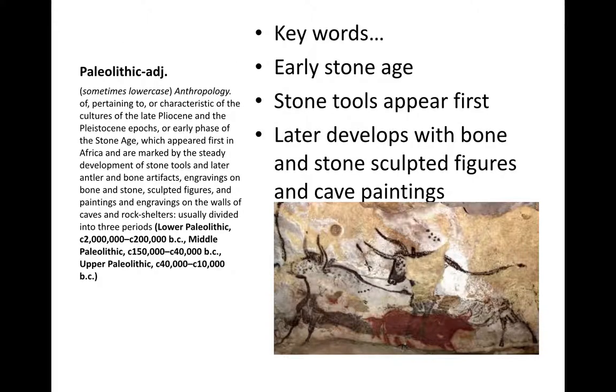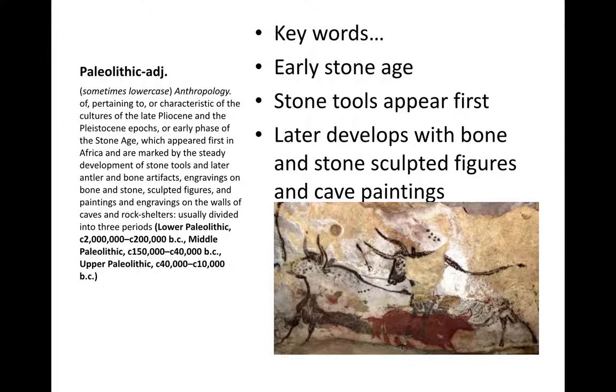First word in Concept 2 that you need to understand is Paleolithic. Paleolithic is an anthropology term. It's of, pertaining to, or characteristic of the cultures of the late Pliocene and the Pleistocene epochs, or early phase of the Stone Age, which appeared first in Africa and are marked by the steady development of stone tools and later antler and bone artifacts, engravings on bone and stone, sculpted figures, and paintings and engravings on the walls of caves and rock shelters, and is usually divided into 3 periods.